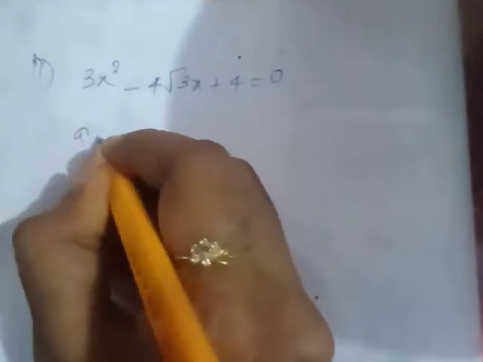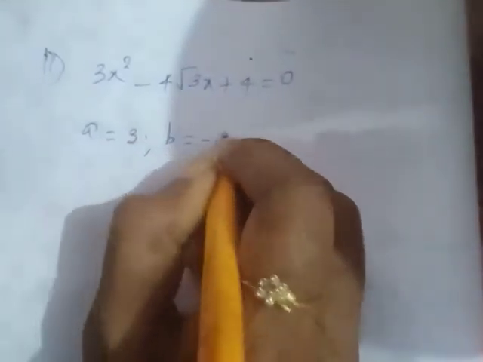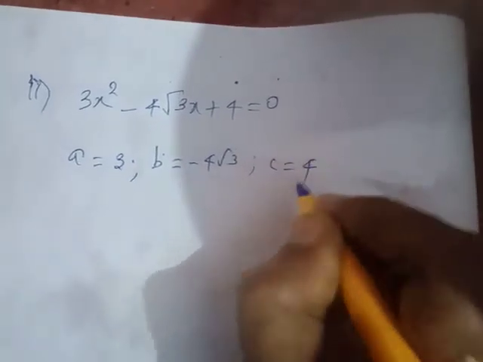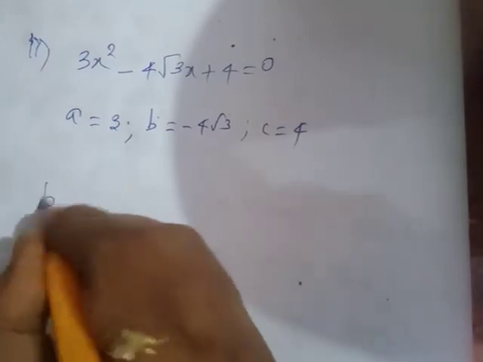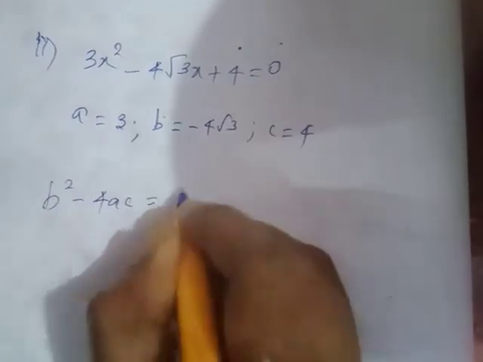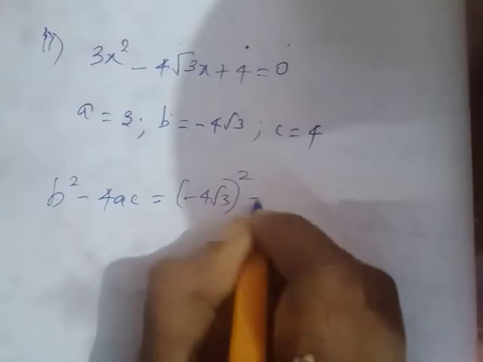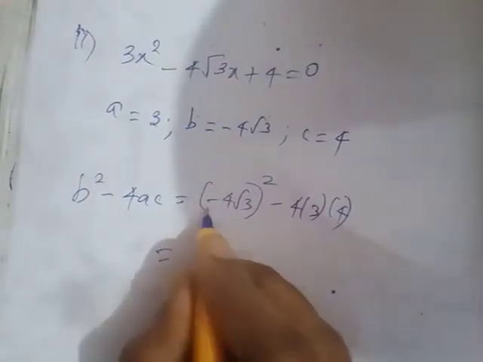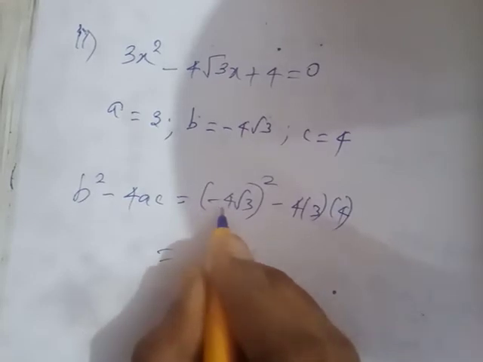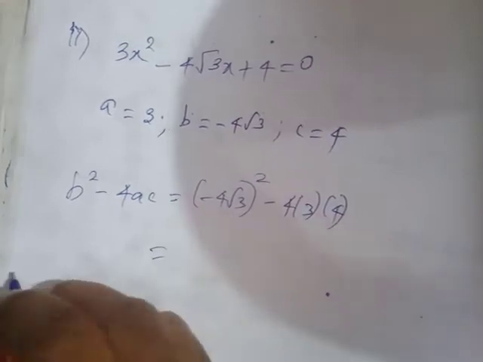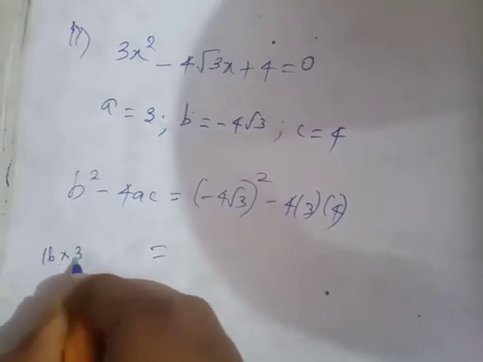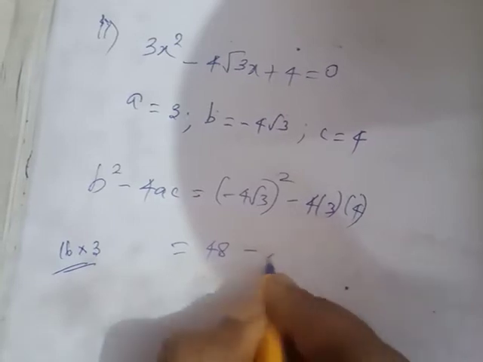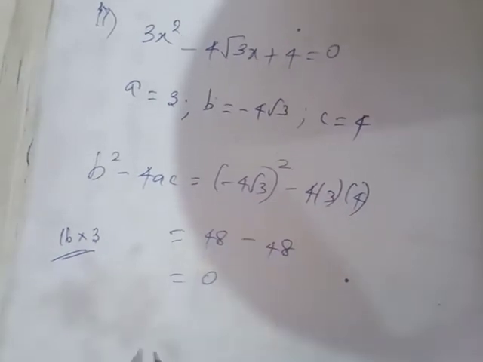when we compare, a is equal to 3, b is equal to minus 4 root 3 and c is equal to 4. So during this case, what is b square minus 4ac, which is minus 4 root 3 the whole square minus 4 into 3 into 4. So minus of minus when you square becomes plus. 4 square is 16 and root 3 when you square becomes 3. 16 3s are 48 minus 4 3s are 12, 12 4s are 48.